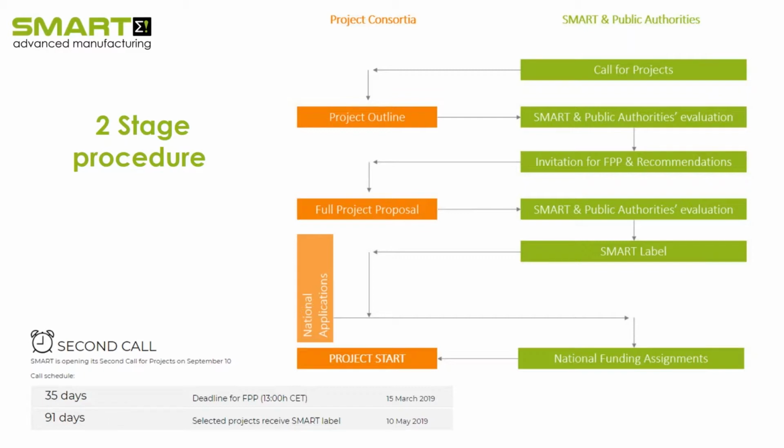Keep it in mind also, there is still time, but you have to run and prepare your projects diligently. And once the full project proposals are presented on the 15th of March, we will start the evaluation of the projects again, jointly with the external experts and at the same time with the public authorities. And once those projects have been evaluated, those that have been positively evaluated will receive the SMART label.